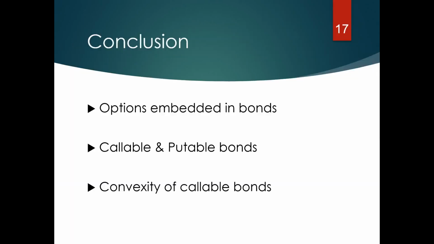Conclusion of this chapter, we saw options embedded in bonds. In particular, we saw callable and puttable bonds. We talked about the convexity of callable bonds, and we saw examples of how to price callable bonds.